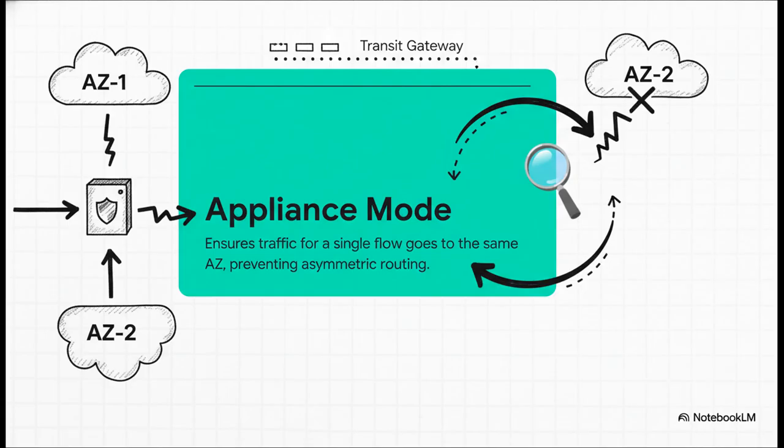Now, for this whole inspection thing to work, there is one setting that is absolutely, positively critical for the exam. This is the gotcha question right here. It's called Appliance Mode. Think about it. A stateful firewall needs to see both the request and the reply to know what's going on. Without Appliance Mode, the request might go through a firewall in, say, Availability Zone A, but the reply could come back through a different one in AZ B. The firewall loses context, the connection breaks, and everything fails. So you have to enable Appliance Mode on the inspection VPC attachment to stop this asymmetric routing. You will see this on the exam.